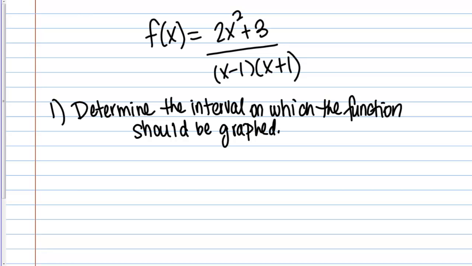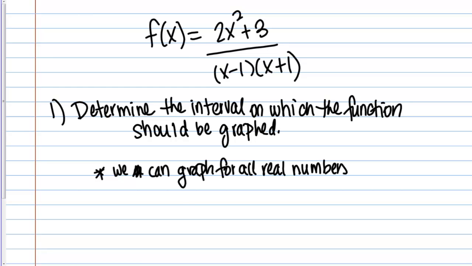Well, rational functions are continuous everywhere except at values that make their denominator 0. So if I just glance at this function, I see right off the bat that 1 and -1 are going to be discontinuities of this function. But besides that, I'm going to be graphing it everywhere. So we're going to graph this on the whole real number line, basically, right? So I'll just say we can graph for all real numbers, but x equals 1 and x equals -1 will not be part of the domain.